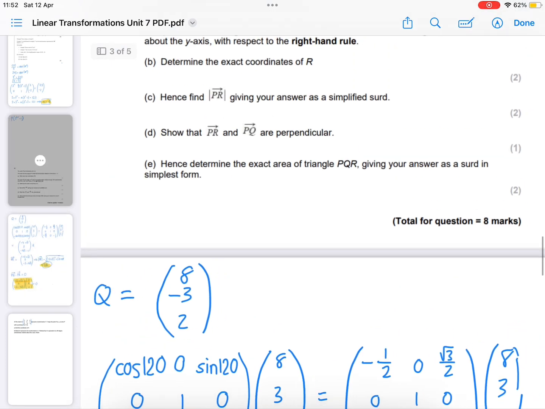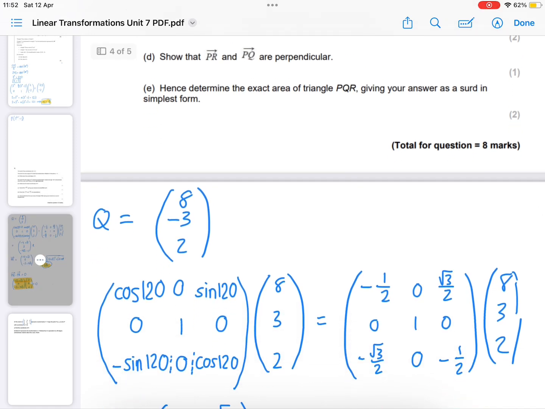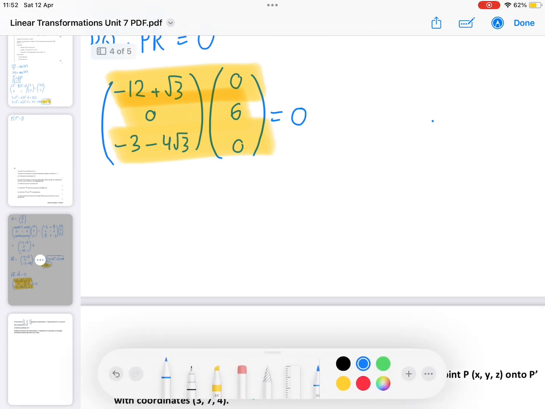Always look to use parts of your answers to previous parts of the question to avoid doing stuff again. And here we've been asked to determine the exact area of triangle PQR. And since we've just shown that PR and PQ are perpendicular, it's a right angled triangle. So all we need to do is half base times height. And in this case, it's half times the size of PQ times the size of PR. Sorry, not P. Yes, PR.